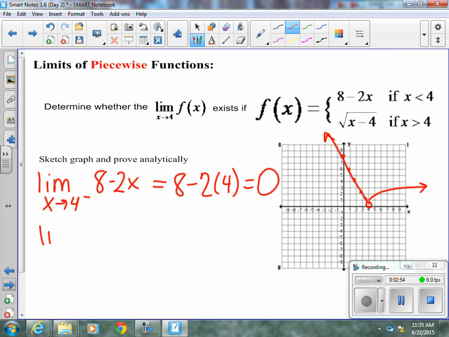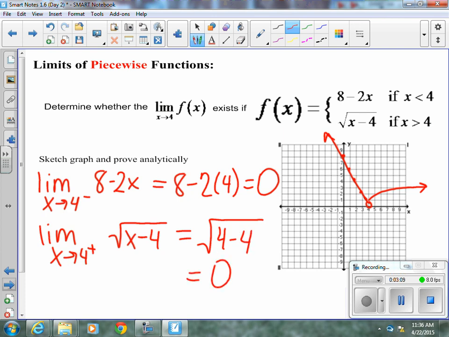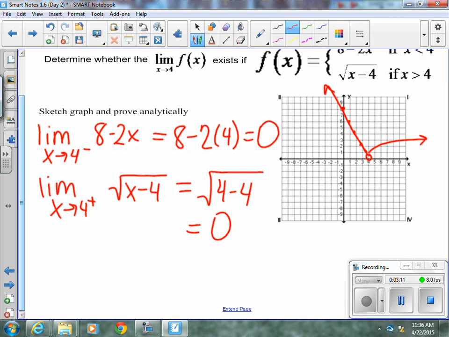From the right-hand side, we get radical x minus 4 because that is the function on the right, which gives us radical 4 minus 4, which is 0. Is the limit from the left and the limit from the right equal? Yes, they are. Therefore, our limit as x approaches 4 of f of x is equal to 0. Keep in mind, at any point, you may pause the video to fill out the remainder of your notes.